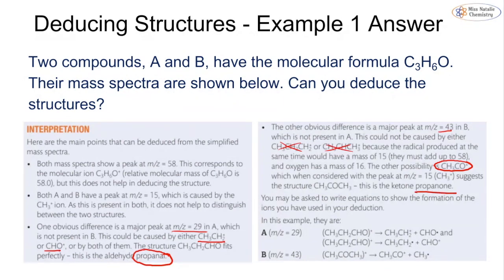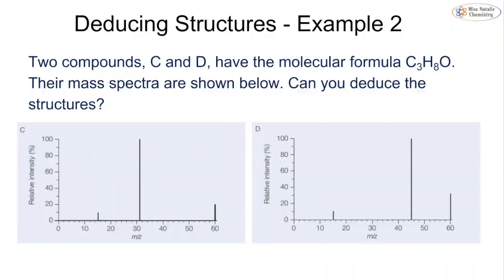Now, sometimes you may be asked to write the equations. Well, what happens is we've got our CH3CH2CHO here, so our aldehyde, fragmenting to form the ethyl fragment, and also fragmenting to form our CHO. And for our ketone, we have our CH3CO and our CH3 fragment being formed.